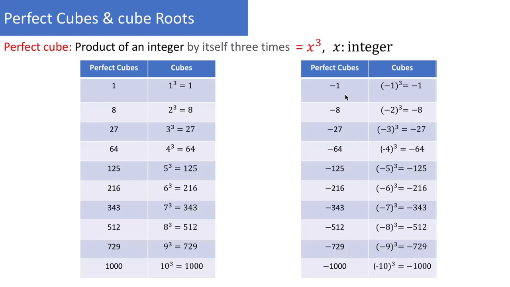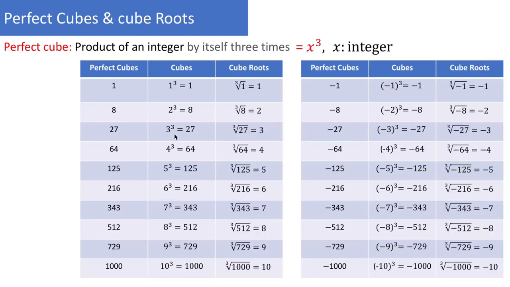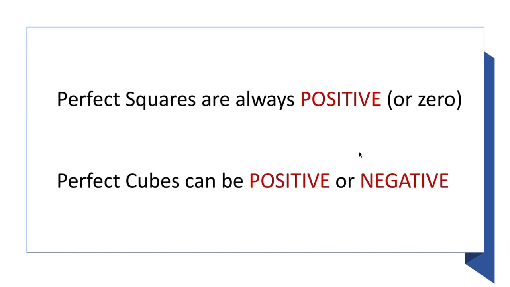That also works for negative numbers. Those are also perfect cubes. Negative 27 is negative 3 times negative 3, which is positive 9, times negative 3, gives you negative 27, and so on and so forth. Now I can add the cube roots. 4 cubed is 64, the cube root of 64 back to 4. Same thing goes for the negative numbers here. Remember that perfect squares are always positive or 0. Perfect cubes can be positive or negative.